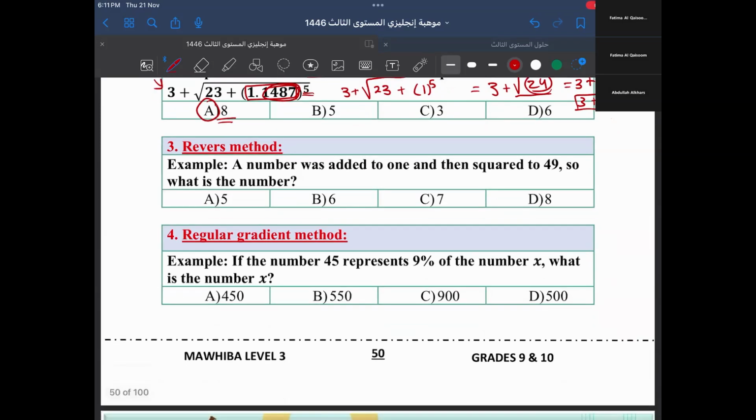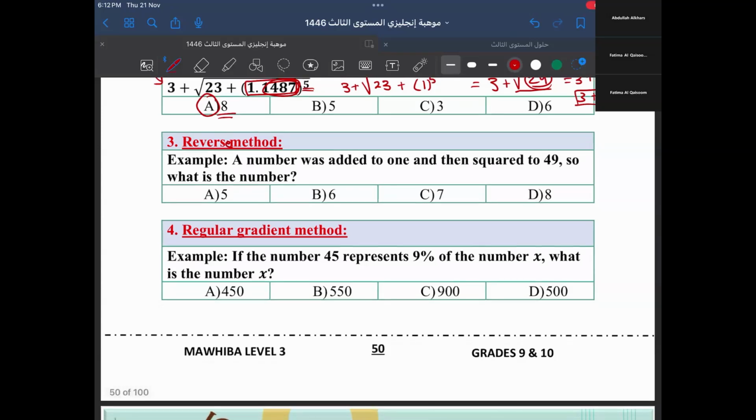Okay, يلا. Question 3. The reverse method. Here, we start from the end and we move back to the beginning. So who can read the question? Yes, Abdullah. A number was added to 1 and then squared to 49, so what is the number? We added a number to 1 and we squared this into 49. The square root of 49 is 7, so we do 7 minus 1 to get the original number, which is 6.